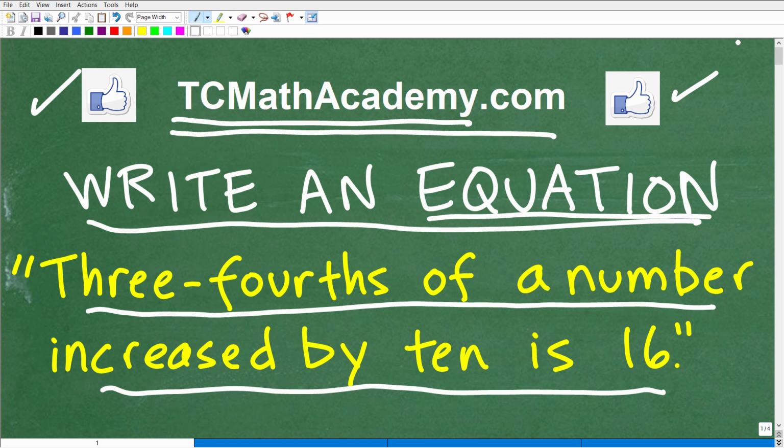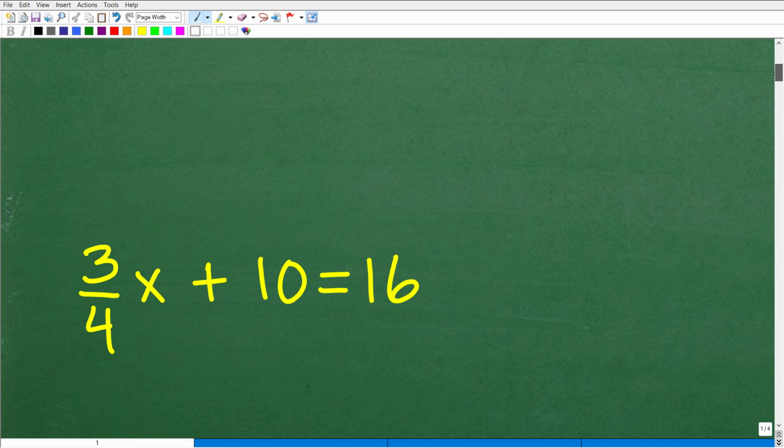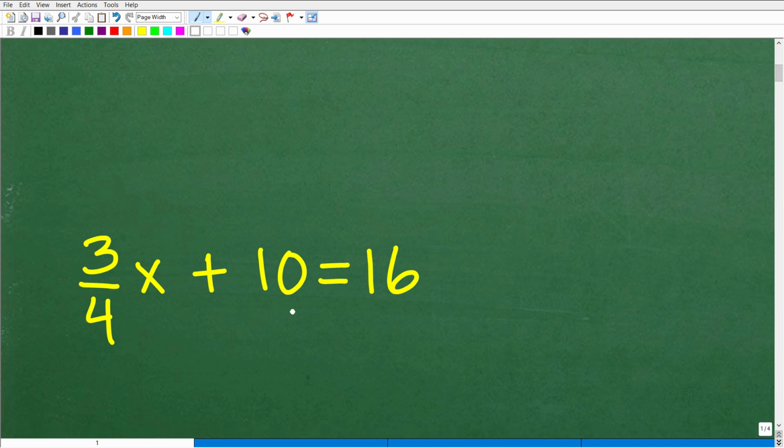Okay, so here is the problem. 3/4 of a number increased by 10 is 16. What is an equation that we can write that represents this verbal sentence? Well, let's go and take a look at the answer right now. Here it is. It would be 3/4 x plus 10 is equal to 16.